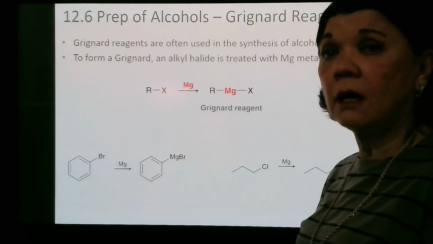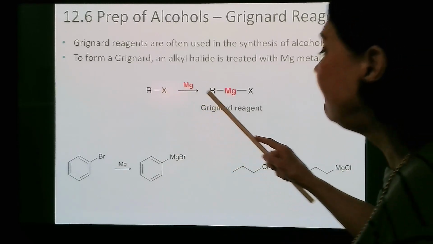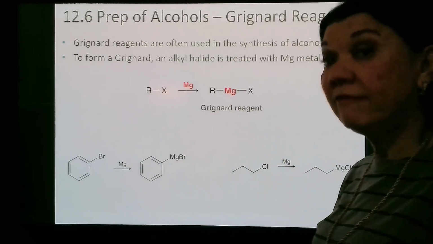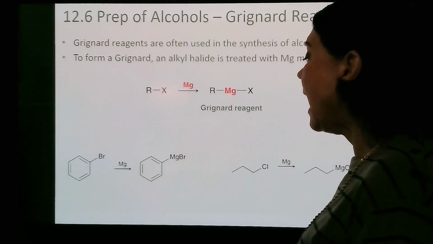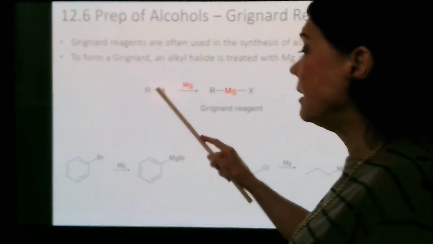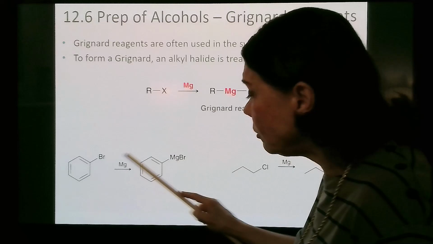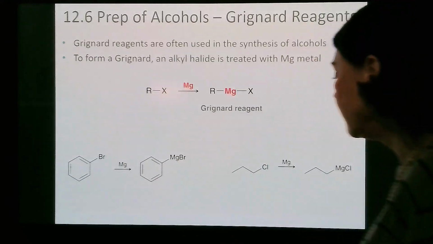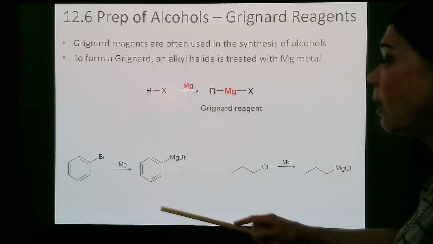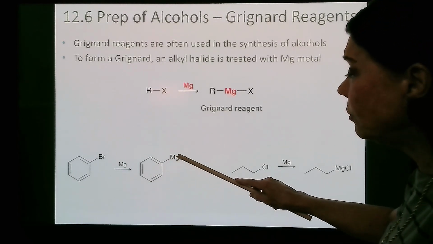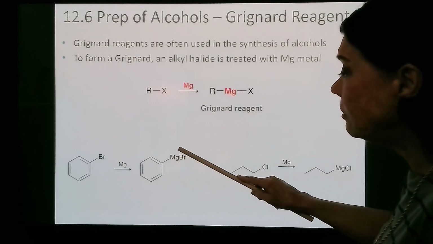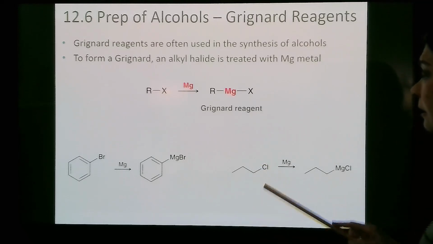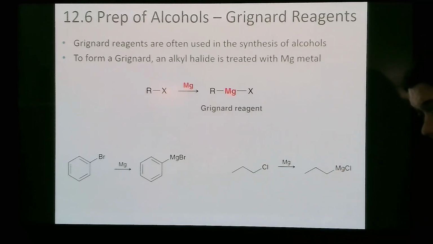This can be done with chlorine, bromine, iodine. It's a very, very common reaction. And Grignard reagents are very reactive also. This can be done at an sp3 hybridized carbon or an sp2 hybridized carbon. Also the stereochemistry of the alkyl group is retained. And so here you can see it inserted into an sp2 carbon-bromine bond or an sp3 carbon-chlorine bond.